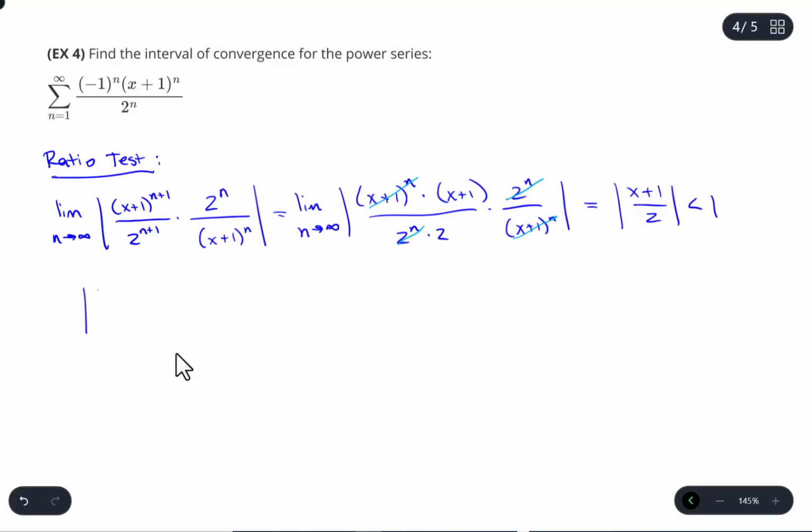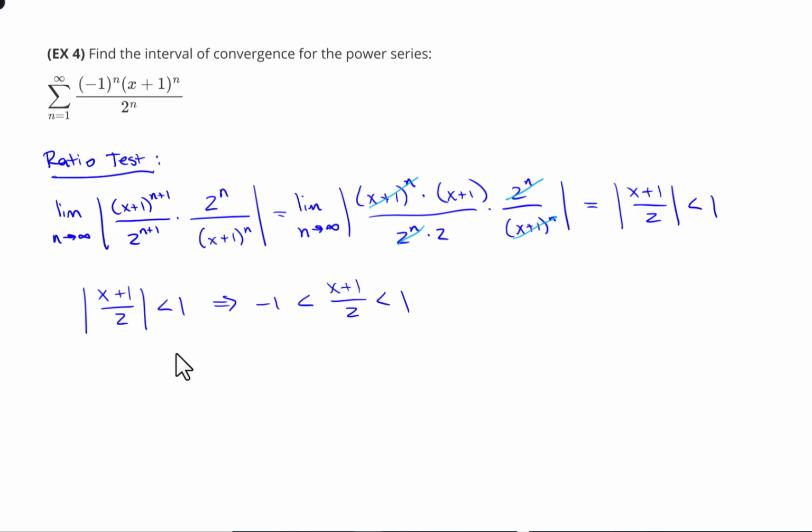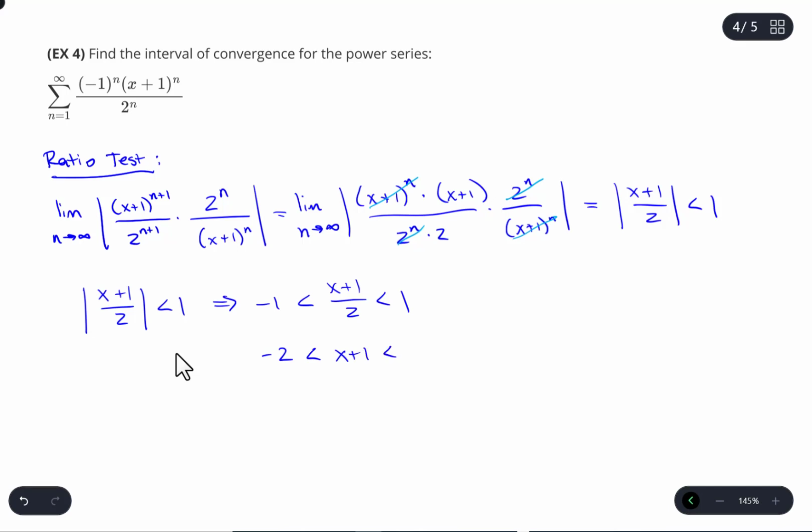So if I take the absolute value of x plus 1 over 2 less than 1, that's the same thing as splitting this up into -1 less than x plus 1 over 2 less than 1. That's just how you solve an absolute value inequality like that. Next step, multiply all three statements by 2 to get that out of the denominator. So -2 less than x plus 1 less than +2.